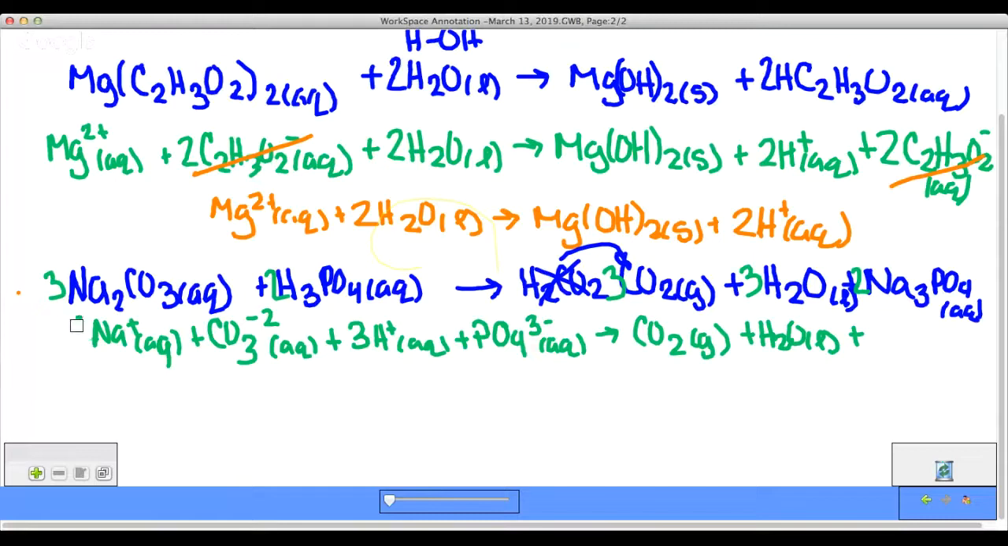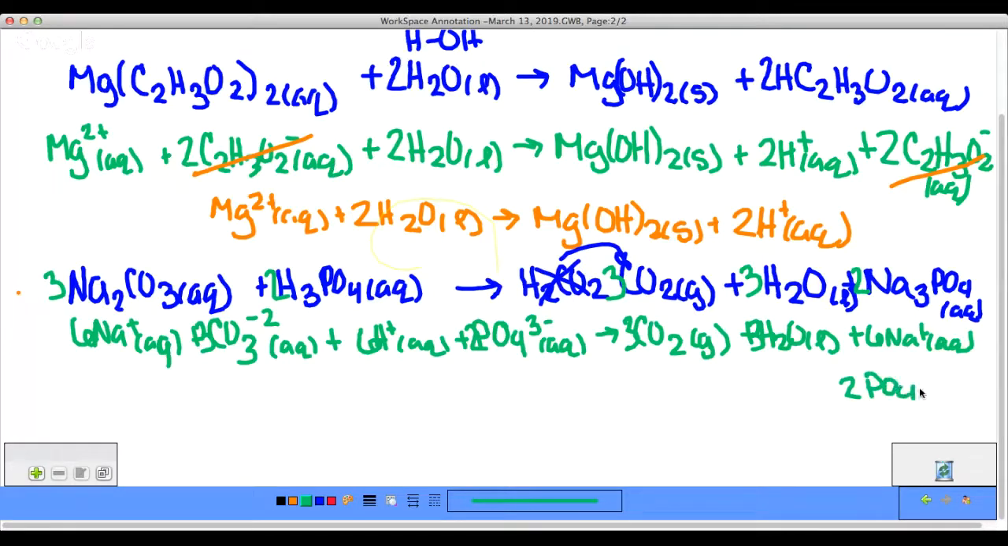Okay, so let's erase these and go back. So this is actually going to be 6. This is going to be 3. This is going to be 6. This is going to be 2. This is going to be 3. This is going to be 3. This is going to be 6 sodium ions, and then 2 phosphate ions as well.